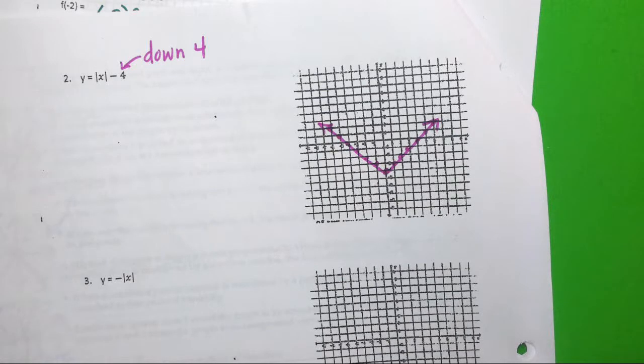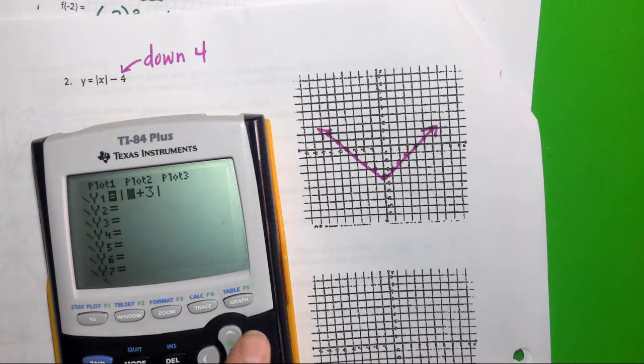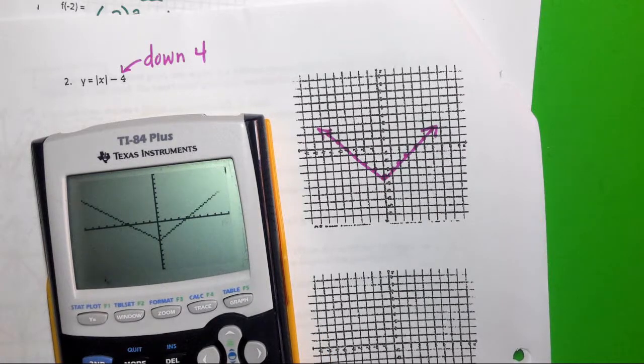And then if you want to graph it with your calculator, you sure could to check yourself. But for real this time, make sure the -4 is on the outside of your bars. And we press graph. And, oh, we're not crazy. It really was supposed to look like that. Awesome. Okay, are there any questions on number 2?